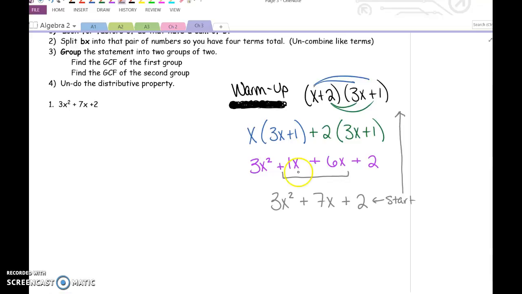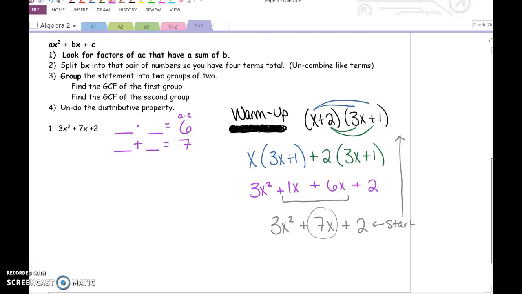So our first step is going to be figure out how to take this 7x and split it up into 1x and 6x. So our first goal is how do we figure out what those two numbers need to be? And this is just like what we did yesterday. So we are looking for two numbers that multiply. Instead of multiplying to give us 2, our c value, because we have an a value that's bigger than 1, you need to multiply a times c. Our a value is 3, our c value is 2. A times c will be 6. We're still looking for a sum of our b value, 7.